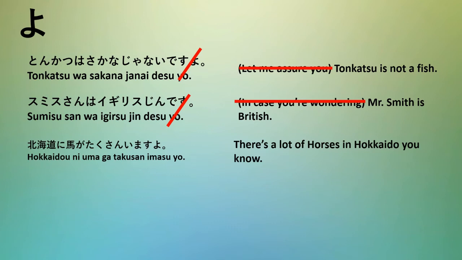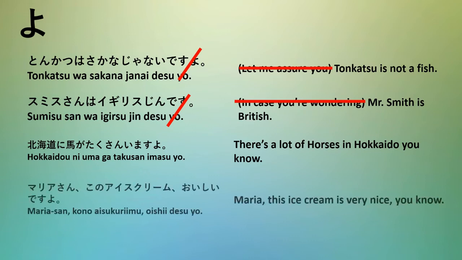So if we want to give some new information, Hokkaido ni uma ga takusan imasu yo. There's a lot of horses in Hokkaido. So you want to emphasize your new information to the one listening. Hokkaido ni uma ga takusan imasu yo.